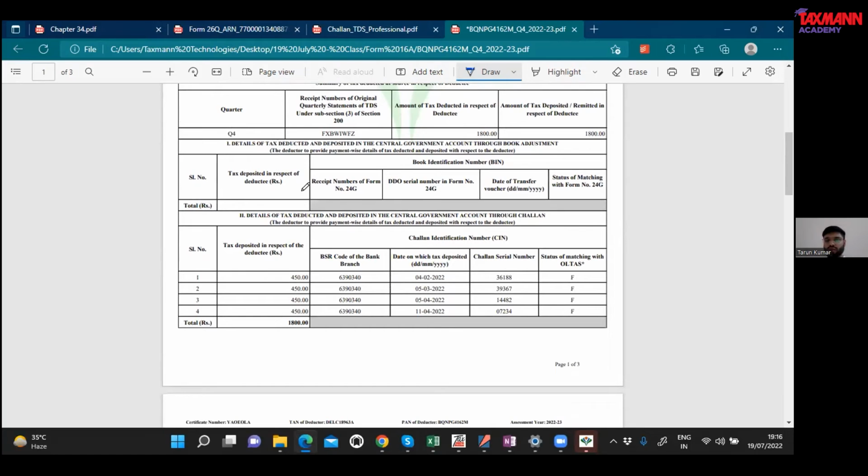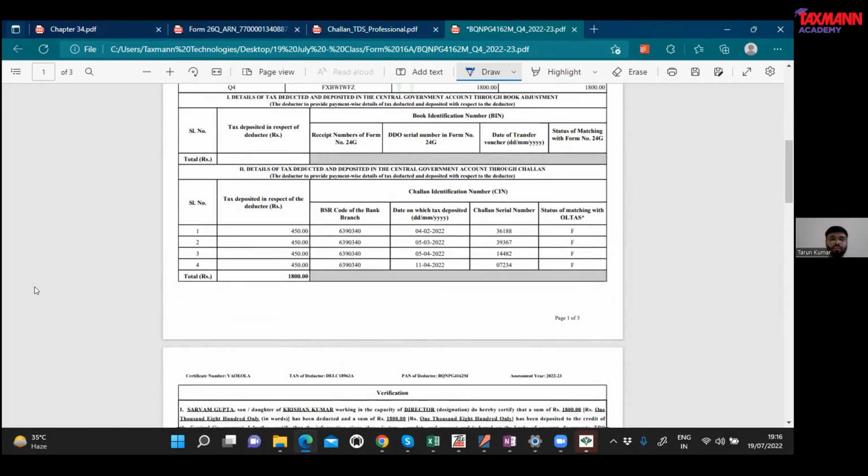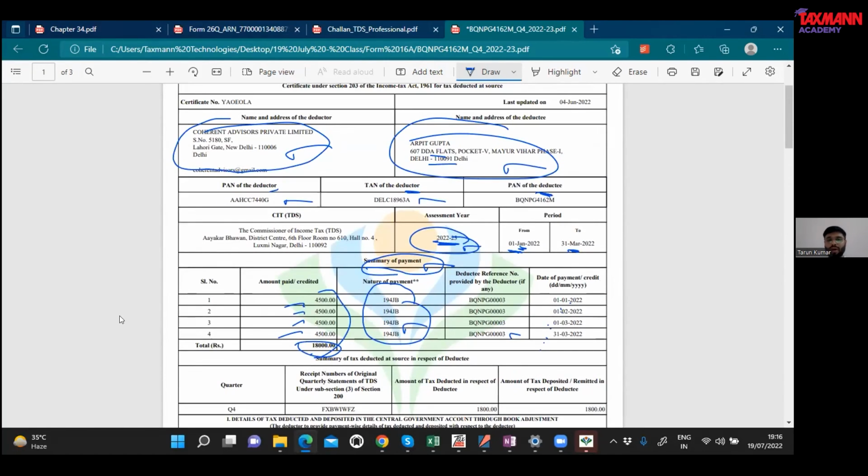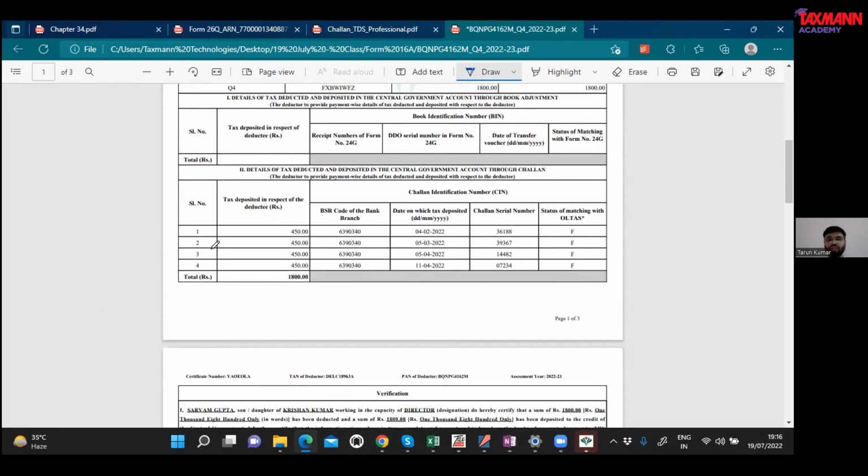So here is the quarter. In the above section, it was the amount of the payments made. What was the payment made? It was the 18,000. It is not showing the amount of the tax deducted. It is only showing the amount and nature of the payment. It is the summary of payments. Here it is showing the details of tax deducted. Details of tax deducted and deposited in the central government account through challan, right?